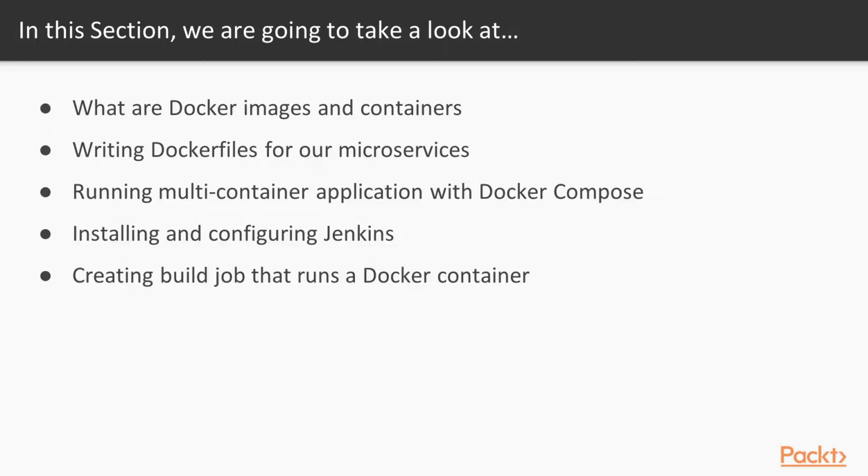Then, we'll run our microservices as Docker containers with the help of the Docker file. We'll use Docker Compose to run our multi-container application and then move on to Jenkins. We'll learn how to configure Jenkins and add a build job that creates and runs a Docker container.